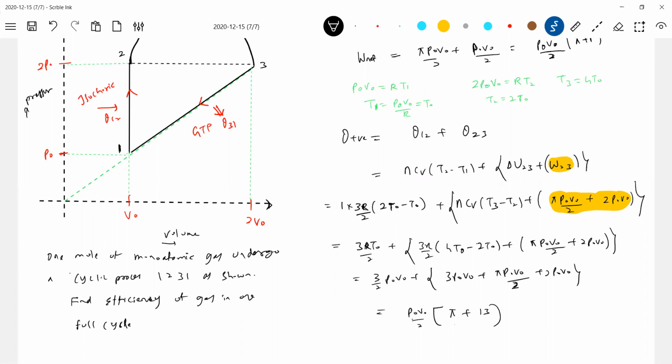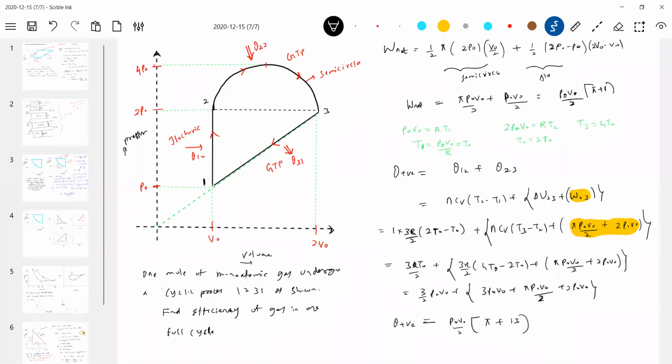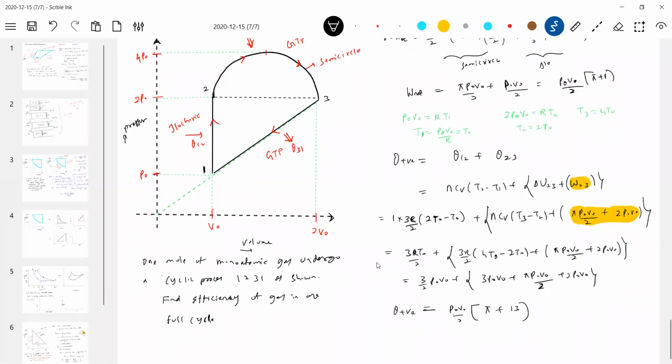So we know Q positive. And we know net work done. So we'll get the required answer, efficiency. So now what happened finally? You are in a better position, no? What are the types of graphs you can do better?